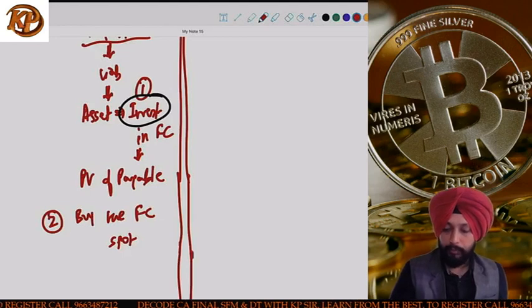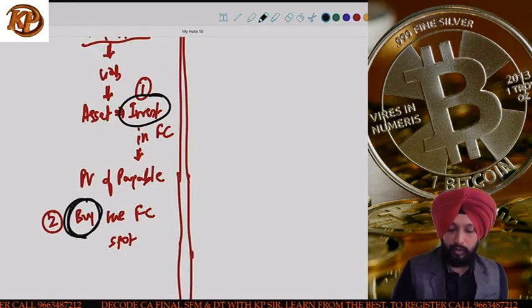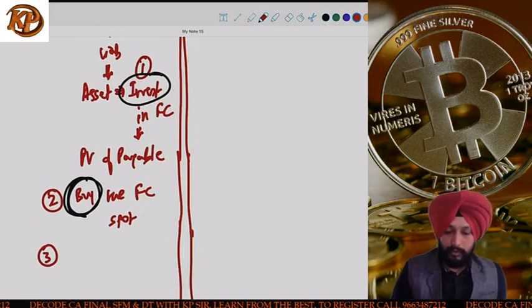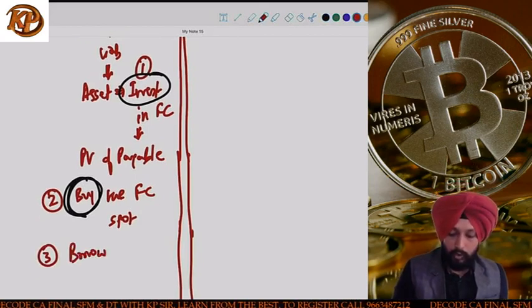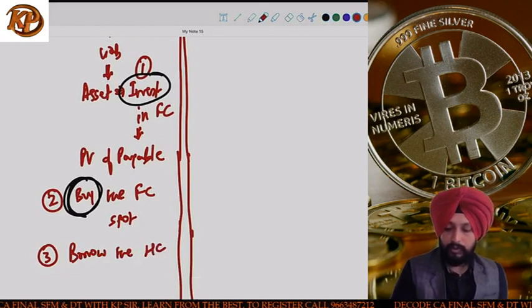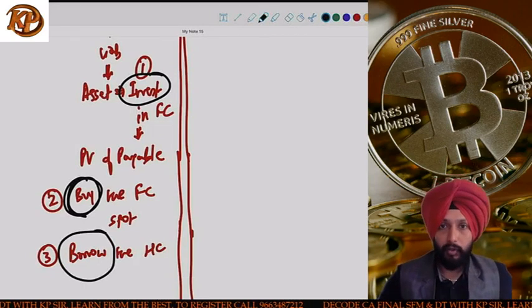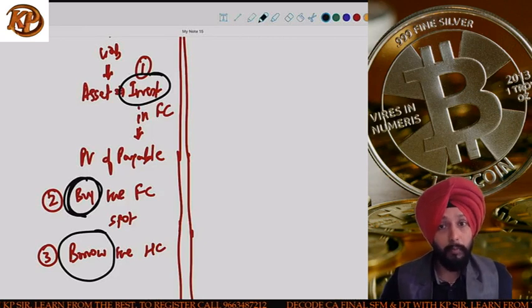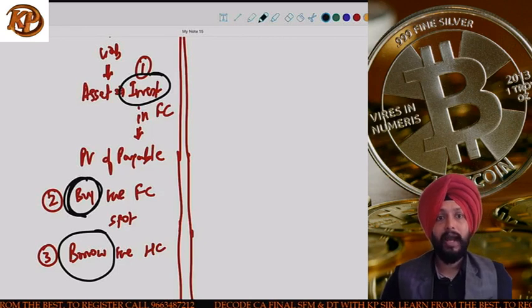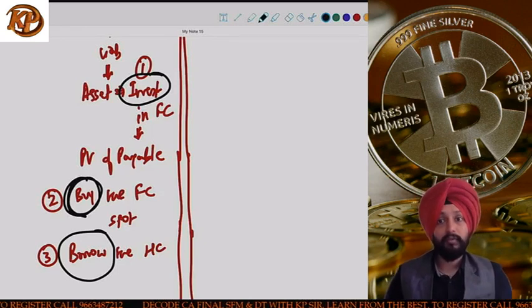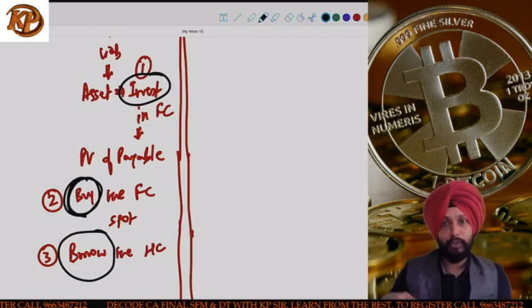This is your step 2. We first need to buy the foreign currency in the spot market. And step 3 is to borrow the home currency. Invest in foreign country. For making investment, how much will you invest? The present value of my payables, that is what I will invest today. And then I will buy that much foreign currency, and to buy that much foreign currency, we will first have to borrow the home currency. That is, we need to borrow in India.